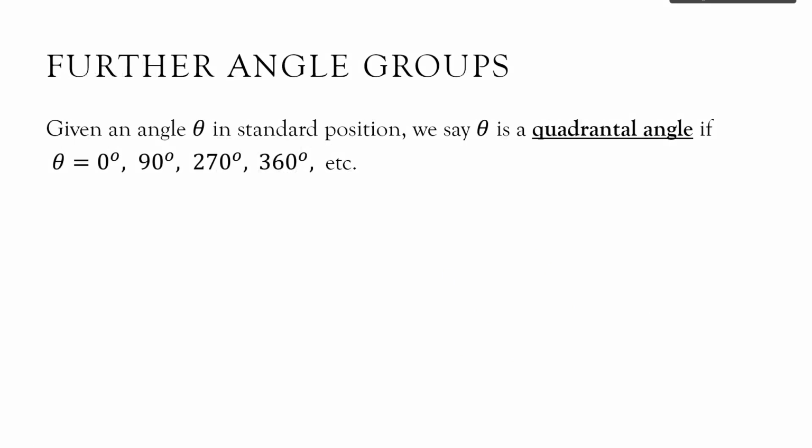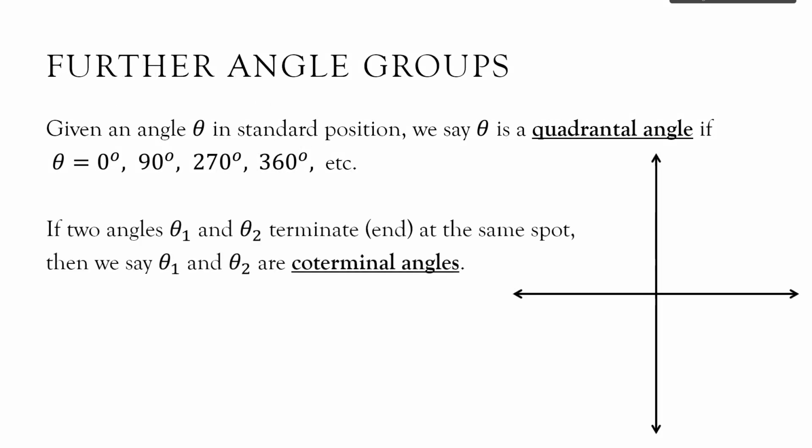So now that we're familiar with quadrantal angles, what else can we look at from here? Well, if I want to do another comparison of two angles, theta 1 and theta 2, and they terminate or they end at the same spot, if that occurs, then we say that they are coterminal angles.